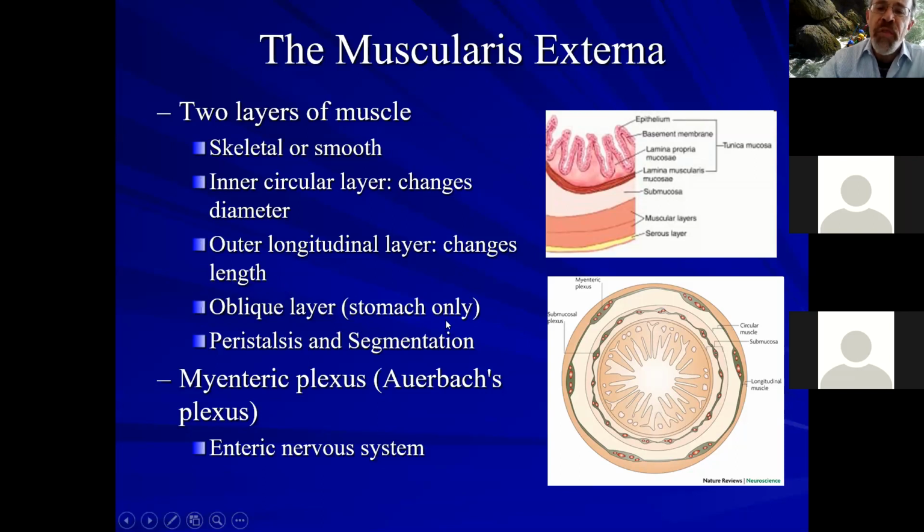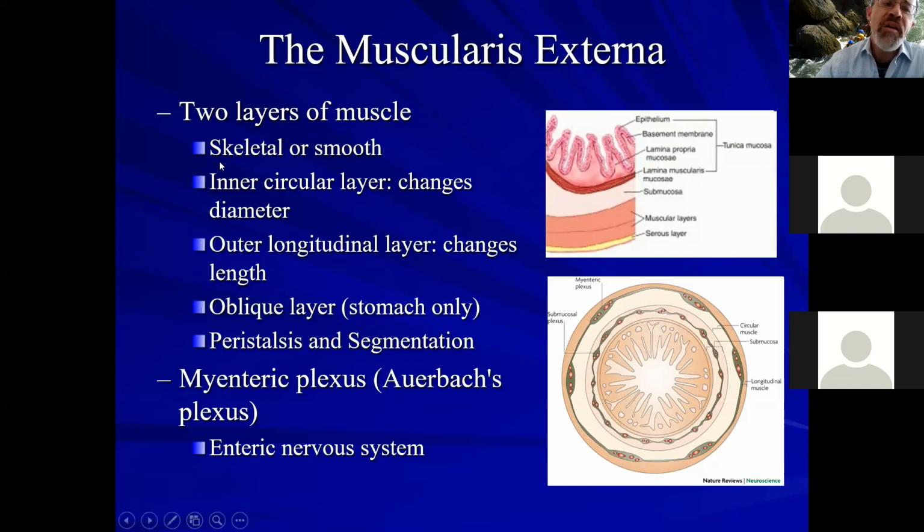In the stomach, there's a third layer called the oblique layer. These are the layers that are involved in both peristalsis, which is the pushing of food to the next compartment, and segmentation. I like to think of segmentation as kind of like tossing salad, or even like how a washing machine works, right? That type of movement.